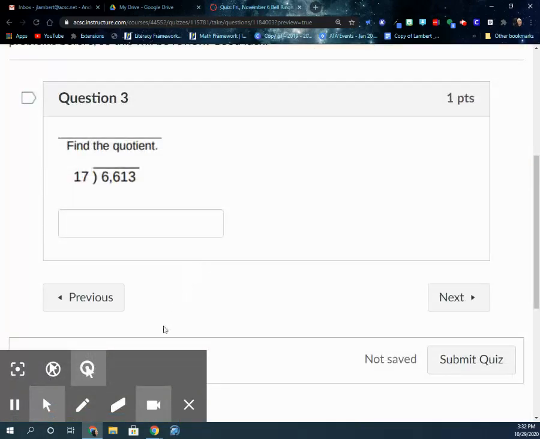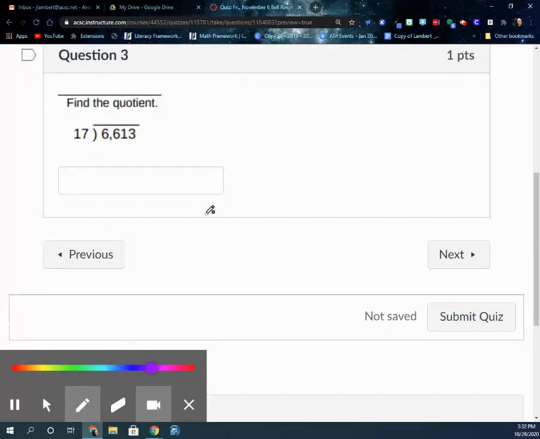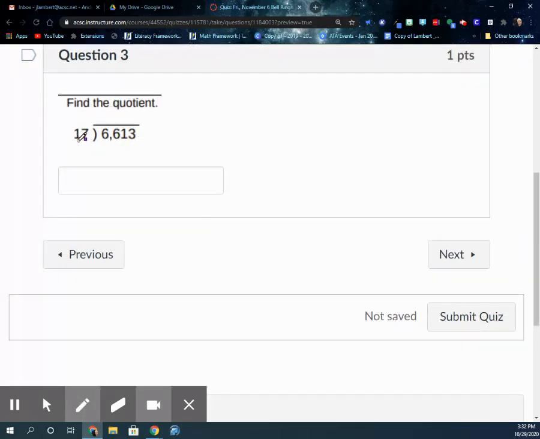All right, our next one, find the quotient. We got division going on here. So remember, when we do this, we're just going to think of this as larger chunks. So go ahead and try this one out on your own, and then we will test it here together in just a moment. Go ahead and type in your answer.